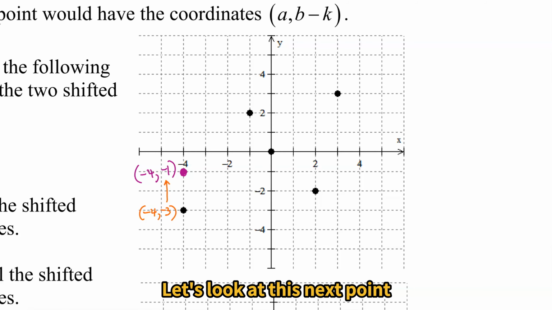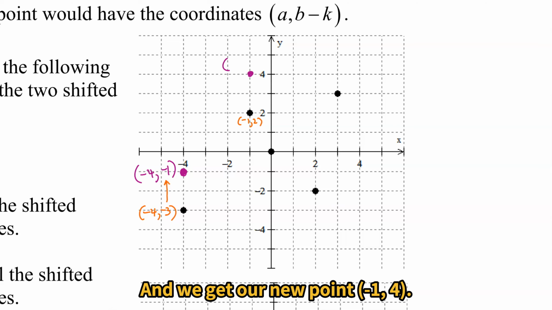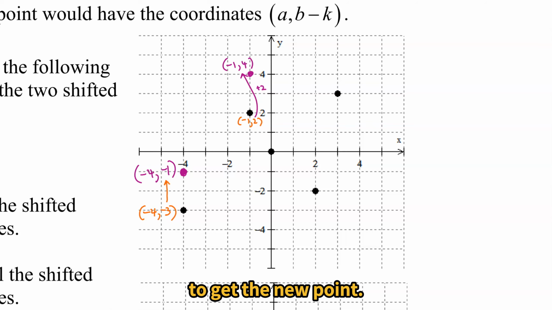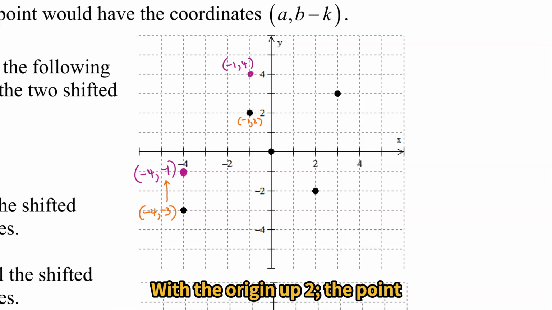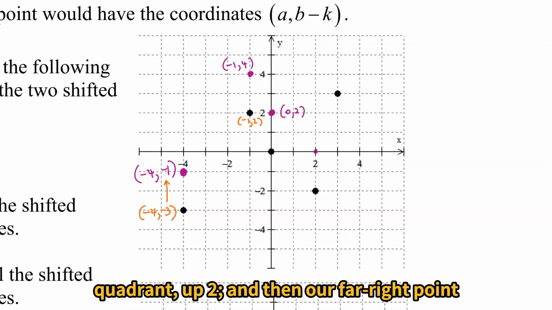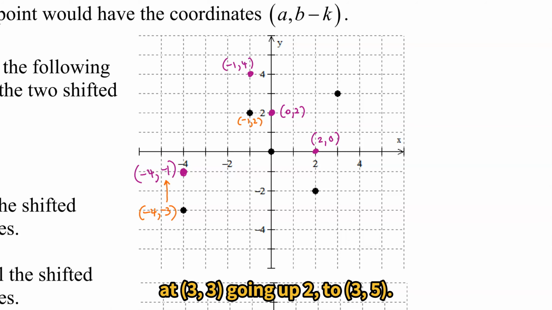Let's look at this next point here at the coordinate -1, 2. If we're shifting it upward 2, we count 1, 2 points up, and we get our new point, -1, 4. Again, adding 2 to that y-coordinate to get the new point. With the origin, up 2, the point here in the lower right quadrant, up 2, and then our far right point at 3, 3, going up 2 to 3, 5.